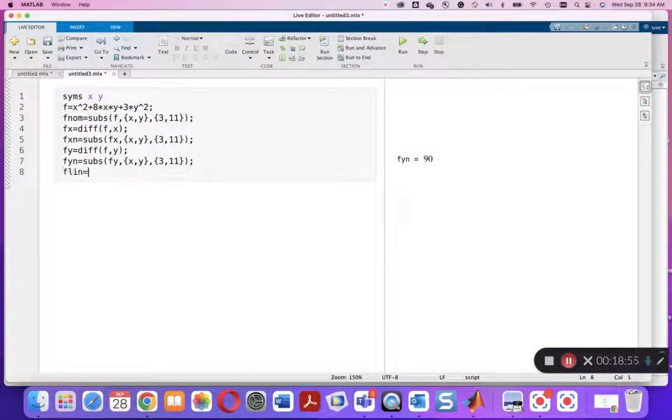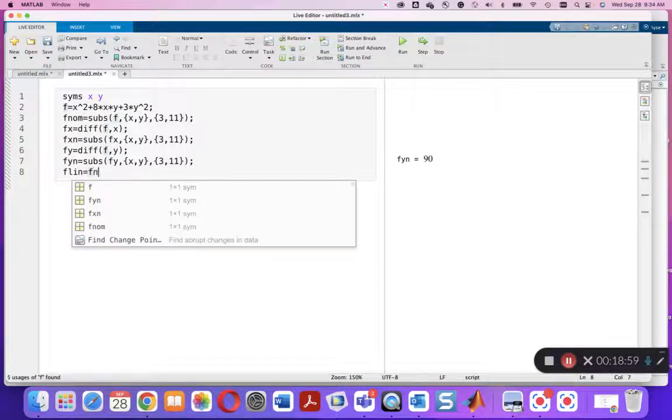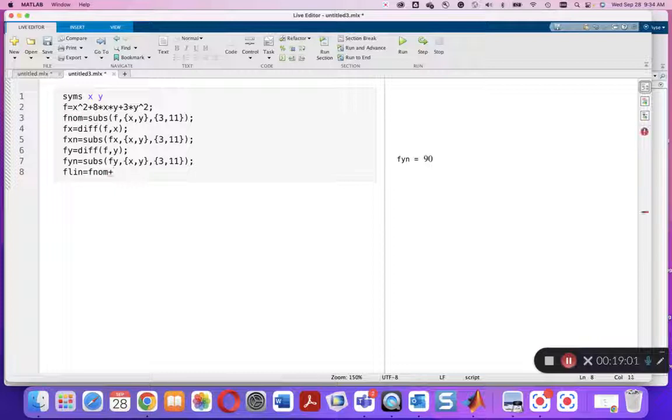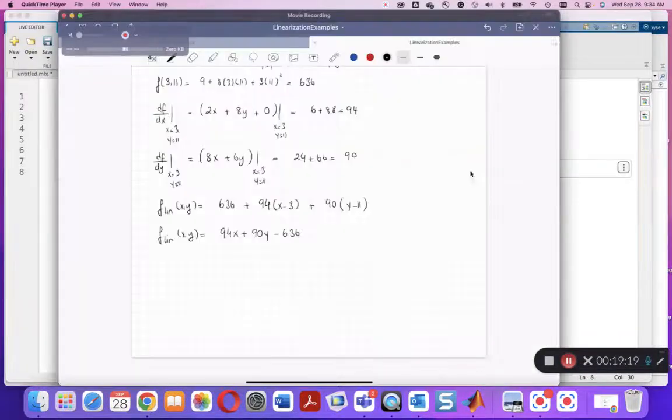Matlab. f linear should be equal to the nominal values plus fx nominal multiplied by x minus 3 plus fyn multiplied by y minus 11. So Matlab will just simplify this equation. 94x plus 90y minus 636. So we solved the problem.